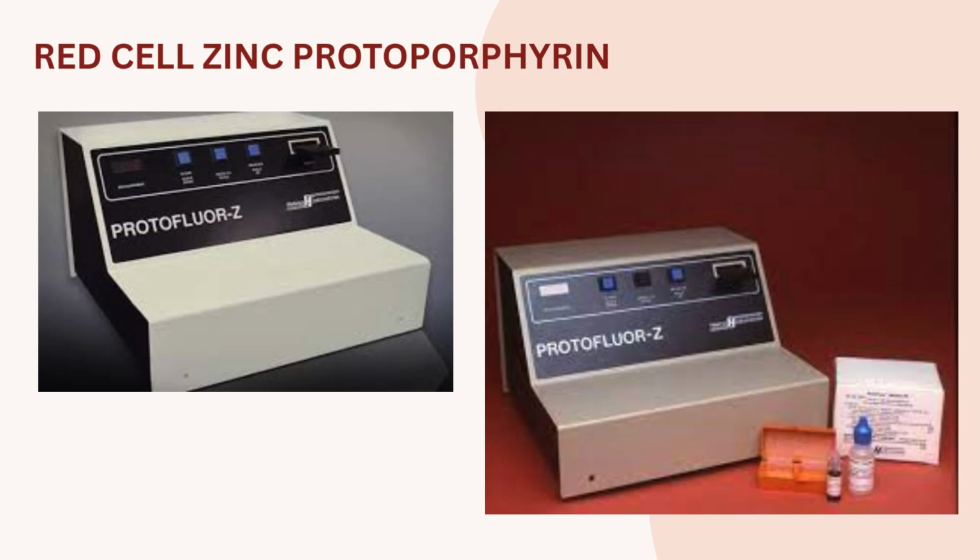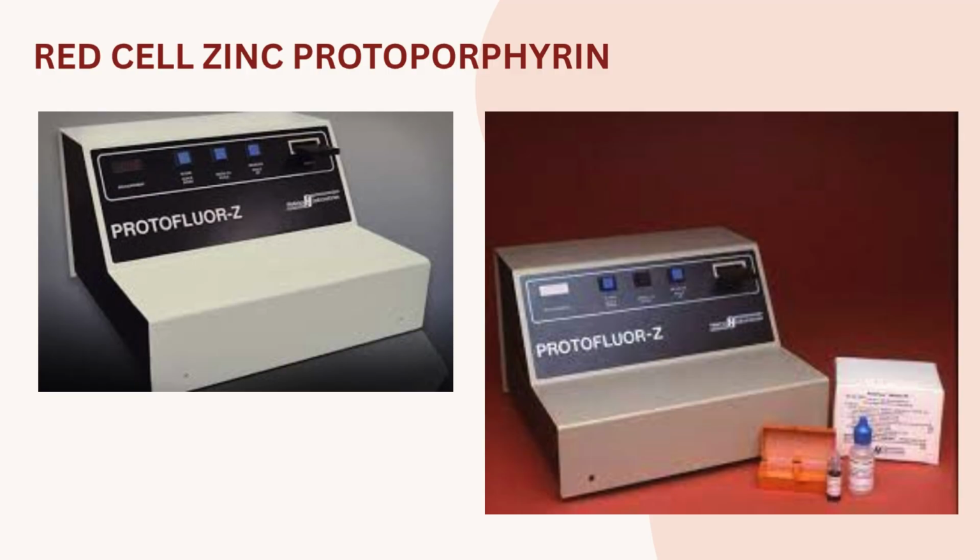So mix the patient sample well and place 0.05 ml of whole blood into the test tube. Add 0.1 ml of protofluor reagent to the tube and mix well. Once the reagent has been added to the patient sample, testing must be completed within 5 minutes.